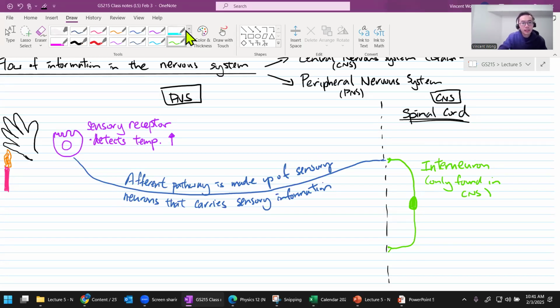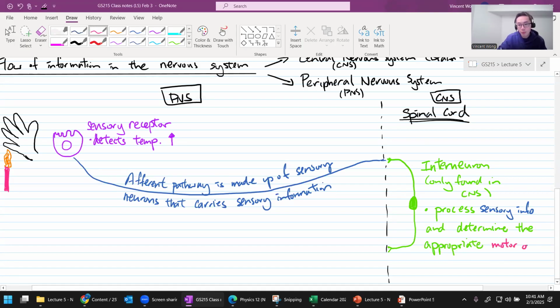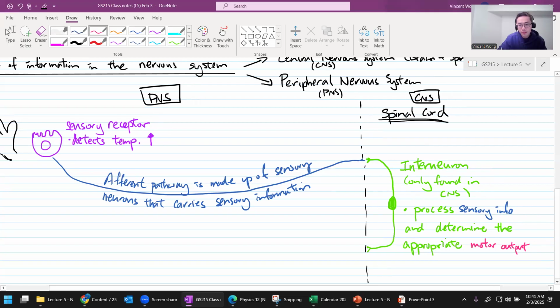And what does it do? The interneuron will process sensory information and determine the appropriate motor output. In other words, it will analyze the sensory information coming in and decide what to do with it. Different situations require different responses, and sometimes the best response is not to respond.